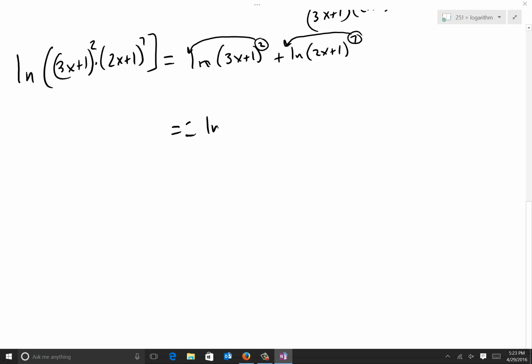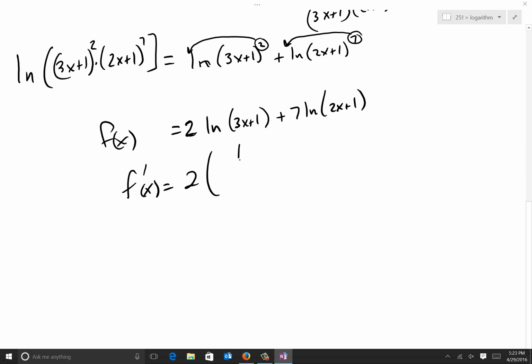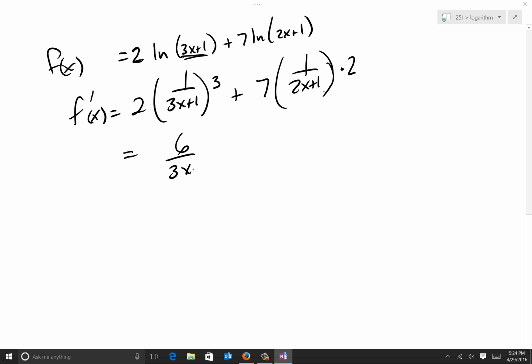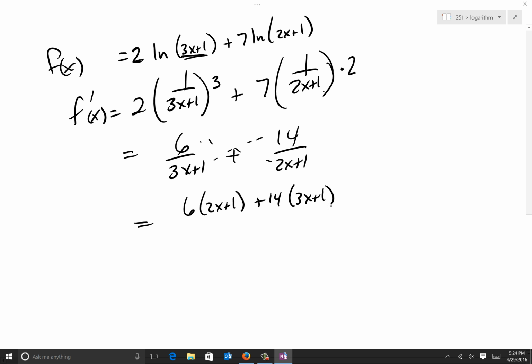Whee! So 2 ln(3x plus 1) plus 7 ln(2x plus 1). I'm just rewriting. Haven't done any differentiation yet. No big deal. Oh, that's nice. So this is still f of x. But what if I wanted to find f prime? Well, it'd be 2 times 1 over 3x plus 1 times the derivative of 3x plus 1, which is 3, plus 7 times 1 over 2x plus 1 times the derivative of the inside, which is 2. And you will end up with 6 over 3x plus 1 plus 14 over 2x plus 1. And if you get a common denominator, you need to cross multiply. So you'd get 6 times (2x plus 1) plus 14 times (3x plus 1) over (3x plus 1) times (2x plus 1). And it's the same answer we had a minute ago. Okay? That's a lot easier to work with.